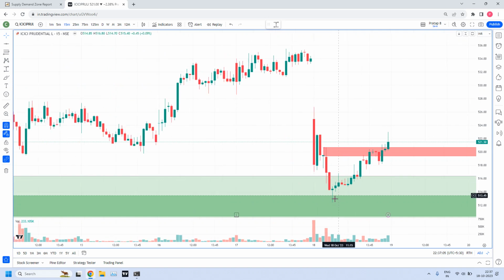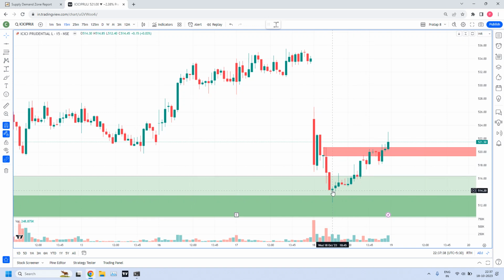And see here how this 15 minutes demand zone inside the daily high liquidity zone pushed the price the moment it reached here. You know, today's market is a bearish market. Even then, you have to observe the power of the high liquidity zones, especially since this is the first time entry. See how it pushed the price.